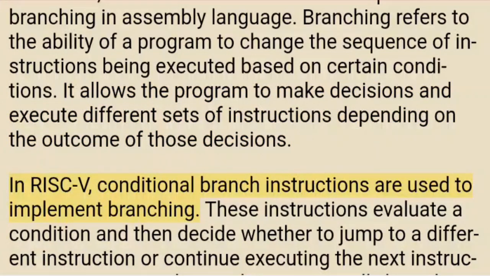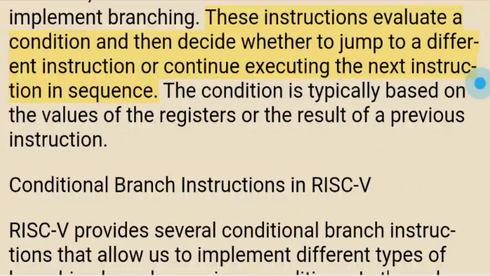In RISC-V, conditional branch instructions are used to implement branching. These instructions evaluate a condition and then decide whether to jump to a different instruction or continue executing the next instruction in sequence. The condition is typically based on the values of the registers or the result of a previous instruction.